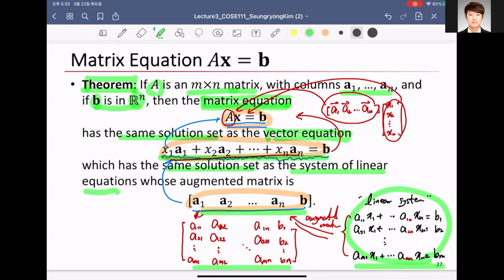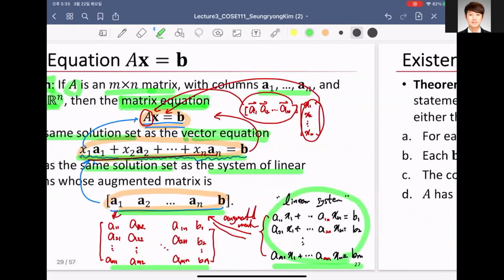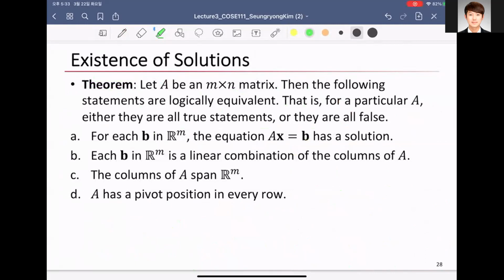그렇죠? If this theorem is true, then we can introduce a very useful theorem.